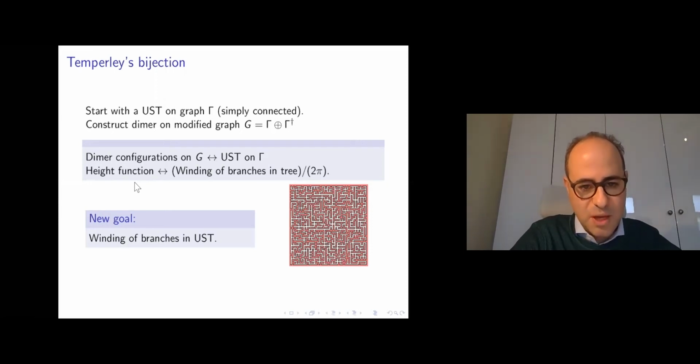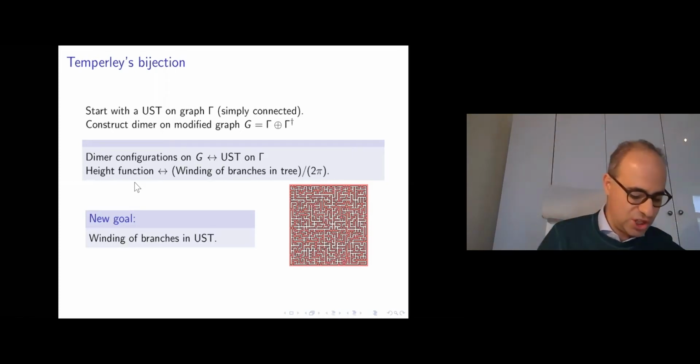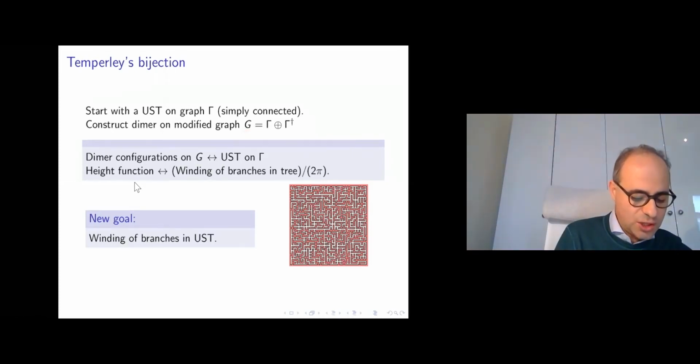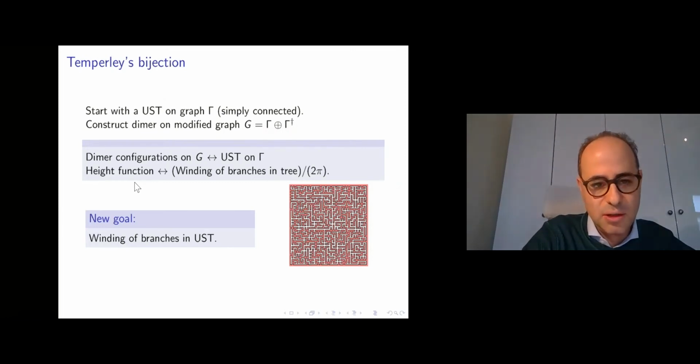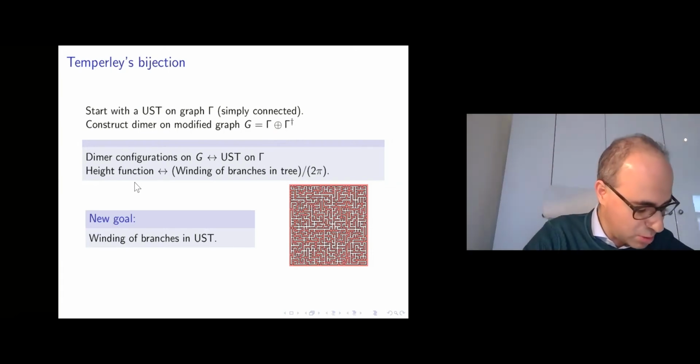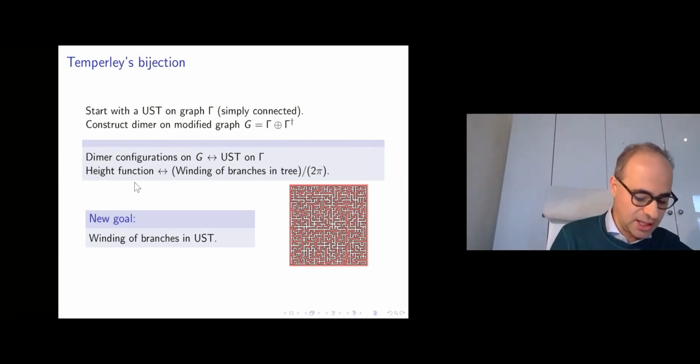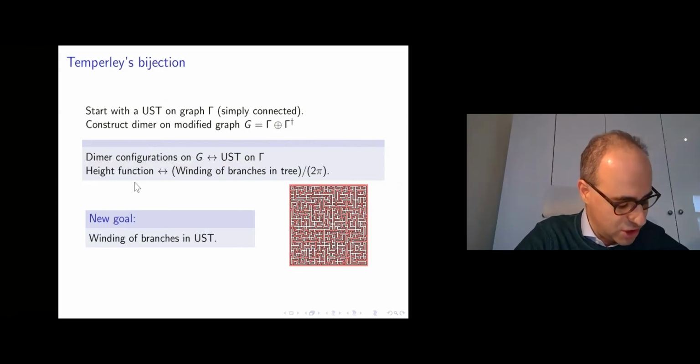And what we will do is associate a dimer model on a modified graph, G. And G will consist of the original graph Gamma and the dual graph, and we superpose them in a way that I will explain later. And when we do that, this Temperley projection has a remarkable property. One is that it exchanges the model of uniform spanning tree on Gamma for the dimer model on this superposition graph G.